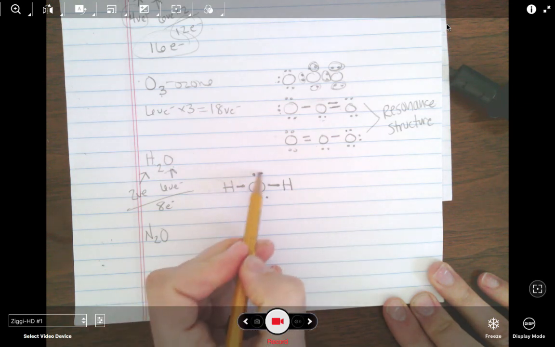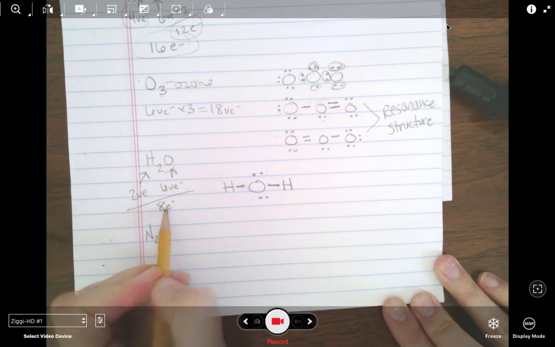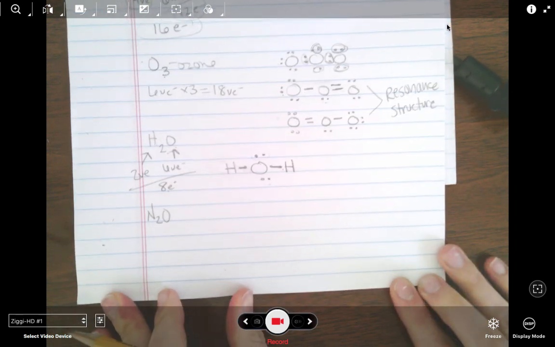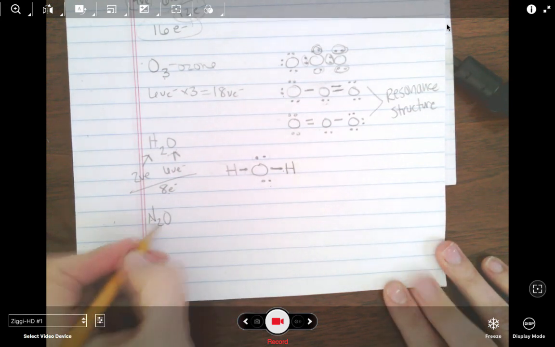So it has unpaired electrons up top, unpaired electrons down below. And I need to make sure I have 8 electrons, so I have 2, 4, 6, 8. Beautiful, everything has completed the octet rule. Hydrogen, the duet rule. Last but not least, N2O.